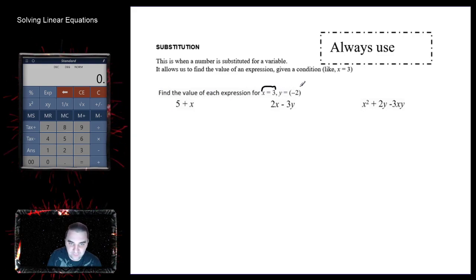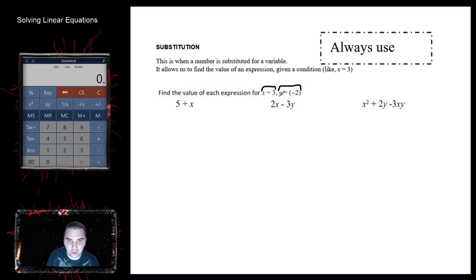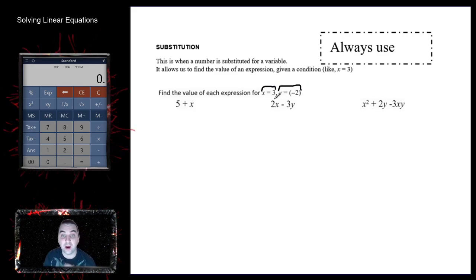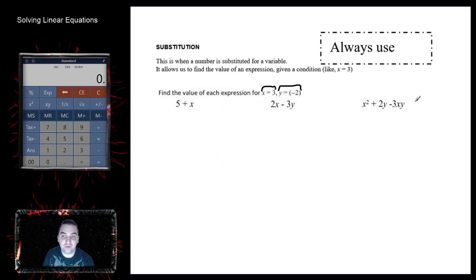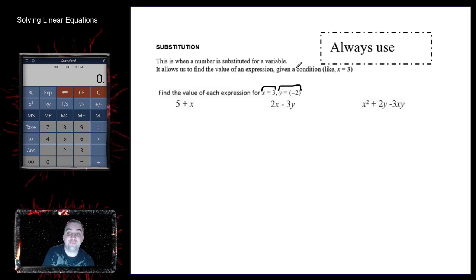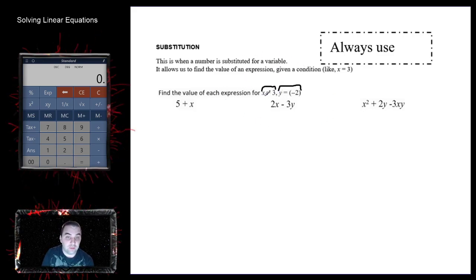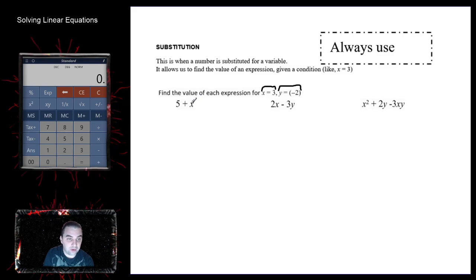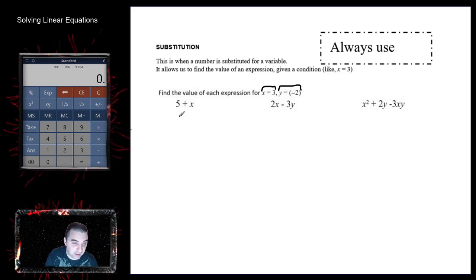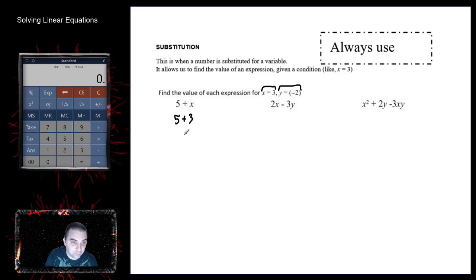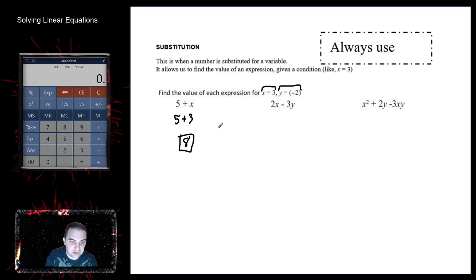So what we have here is two different variables, and we know what they are. We have these equations, these expressions that we've set up previously, and we are just going to put in the value that we figured out. So x equals 3, we're just going to put 3 in for every x that we see. All right, so 5 plus x is 5 plus 3, which is just 8. Easy as that.